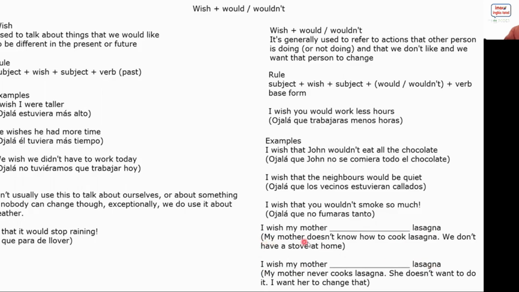My mother doesn't know how to cook lasagna. We don't have a stove at home. My mother never cooks lasagna. She doesn't want to do it. I want her to change that. So, what is the correct tense or auxiliary that you can use to complete these sentences correctly? Also, what is the correct verb that you can use in this specific context?